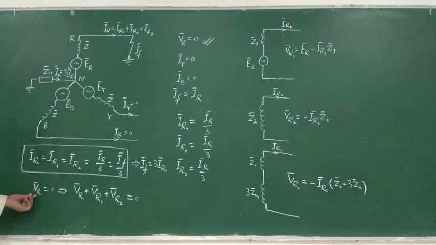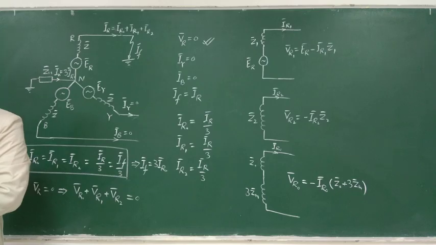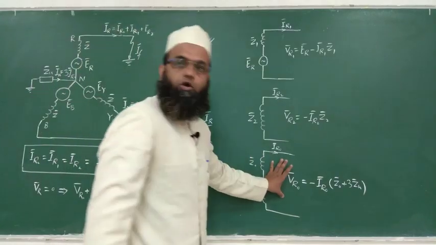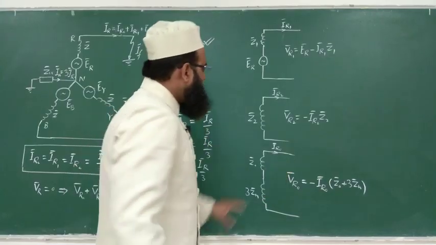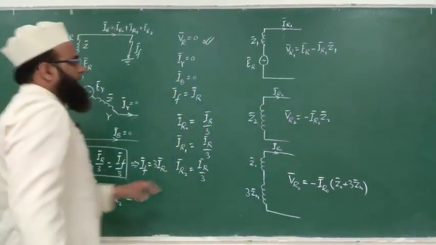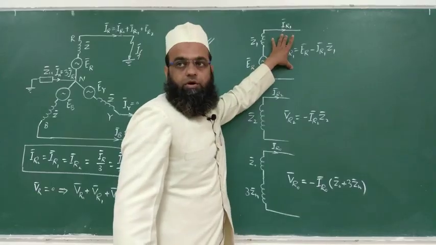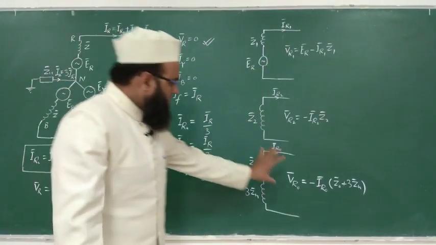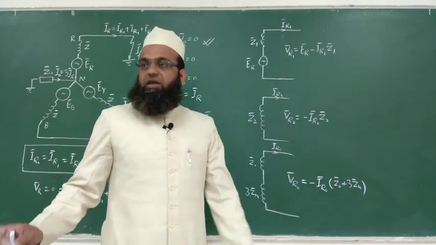Three sequence components of this. So if VR is 0, it means the sum of all the three components will be 0. Are you getting it or not? Yes. Okay. So VR0 is this drop, VR2 is this drop, and VR1 is this drop. From this equation, we can say that the algebraic sum of all these three drops is 0.